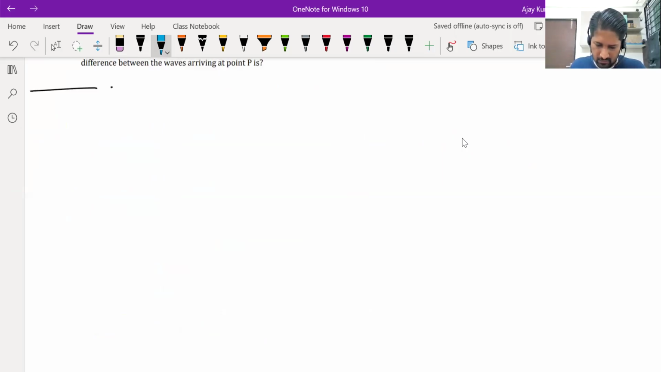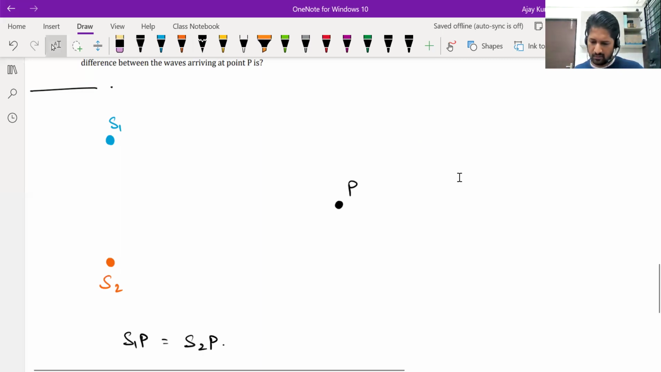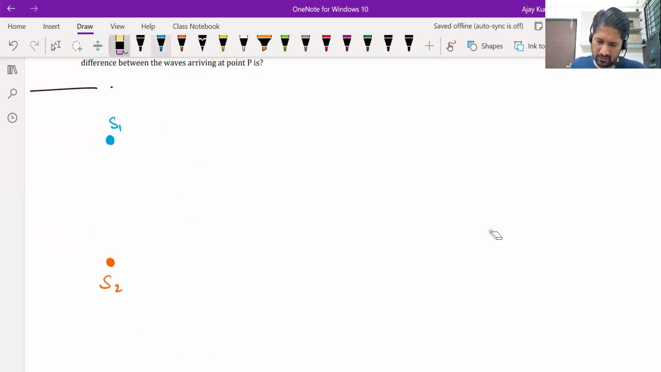Try to answer this question. Suppose there's a source S1 here and a source S2 here. Let's say there is a point P which is equidistant from S1 and S2. So S1P is equal to S2P. Equidistant we have just discussed. Let's assume there is some difference in the distance.